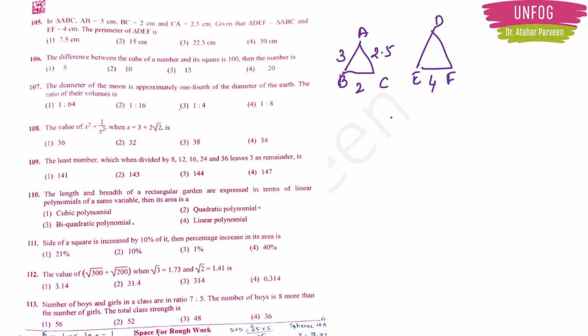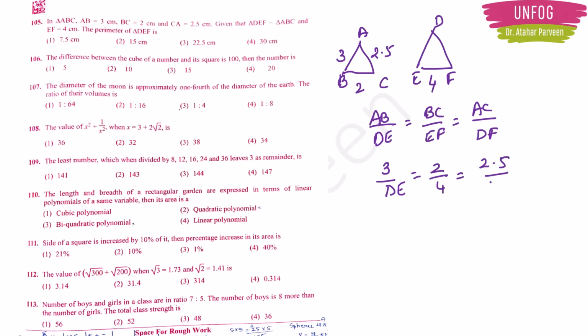So you can put the proportionality thing here. So you will get AB by DE equals BC by EF. This in turn will be equal to AC by DF. Put the possible values from the question. Then you can find out the sides DE now. So DE will be equal to 6 cm and DF will be equal to 5 cm.